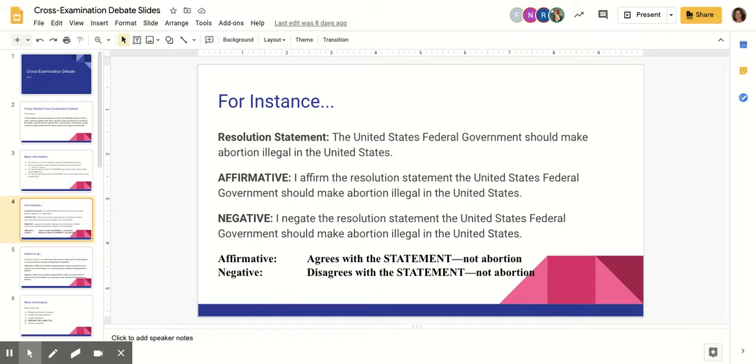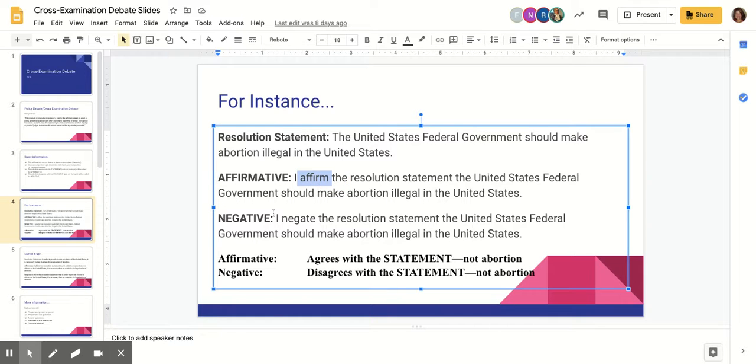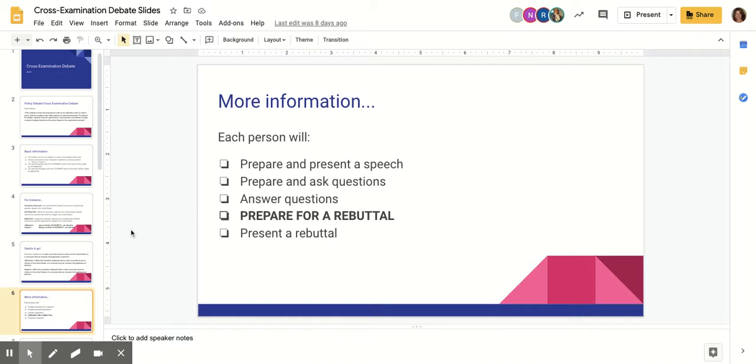Remember that your resolution statement is exactly the same. The only thing for each group that changes in the resolution statement is whether you affirm the resolution statement or whether you say in your constructive, I negate the resolution statement. But after those two words, your opponent and your resolution statement are exactly the same. Good? All right, so let's talk a little bit more about the debate.